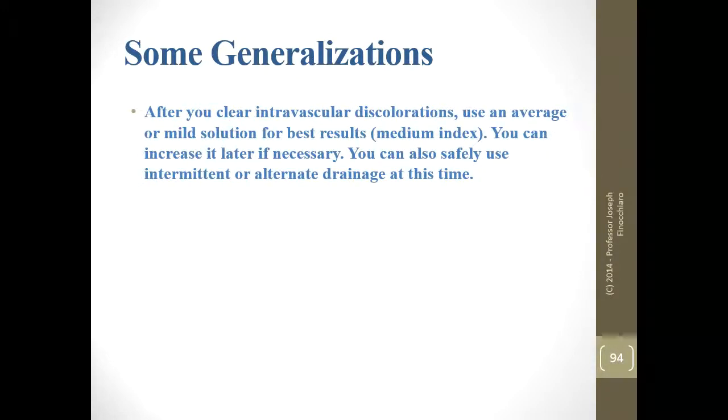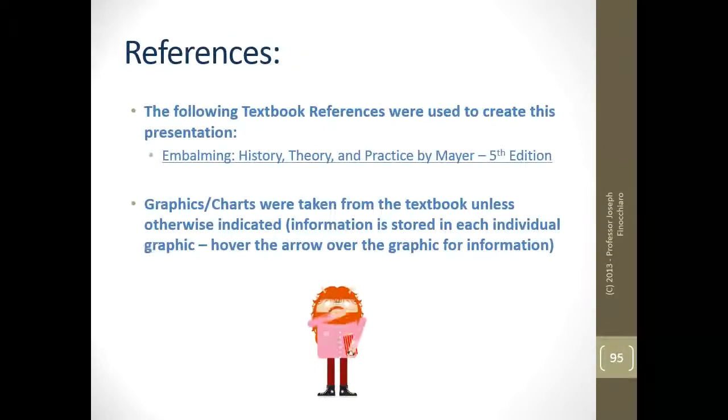After you clear intravascular discolorations, use an average or mild solution for best results. Medium index, 2% hypotonic, medium index. You can increase it later if you have to up your game. You can also safely use intermittent or alternate drainage at this time. Okay, so realistically, if you've flushed your intravascular issues, you know, your livor mortis is gone, you might as well go normal. Chances are that's exactly what they're looking for. Normal case, normal index.